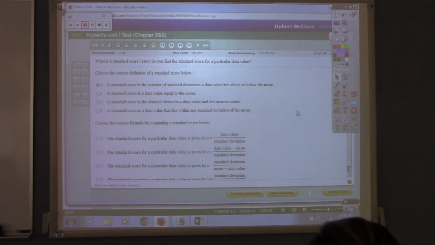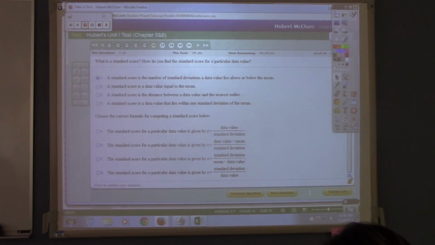Choose the correct formula for the standard score. Well, you know the standard deviation is where? On the bottom. So let's see if all of them say standard deviation on the bottom. Yep, yep, no, yep. That one doesn't. So you know it's not D. Or C. Oh, I didn't see that. Sorry. So it's got to be one of these two. Which one is it? B. B, as in Bravo.